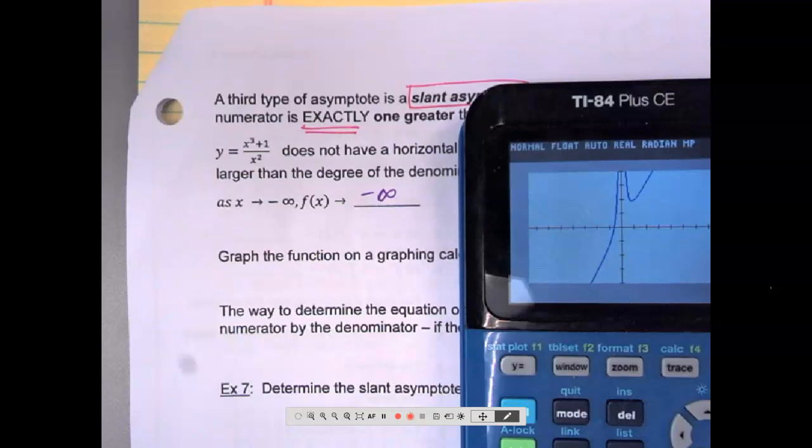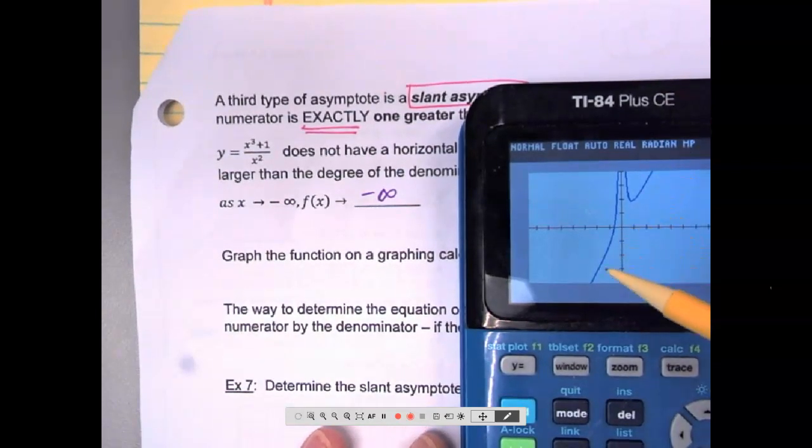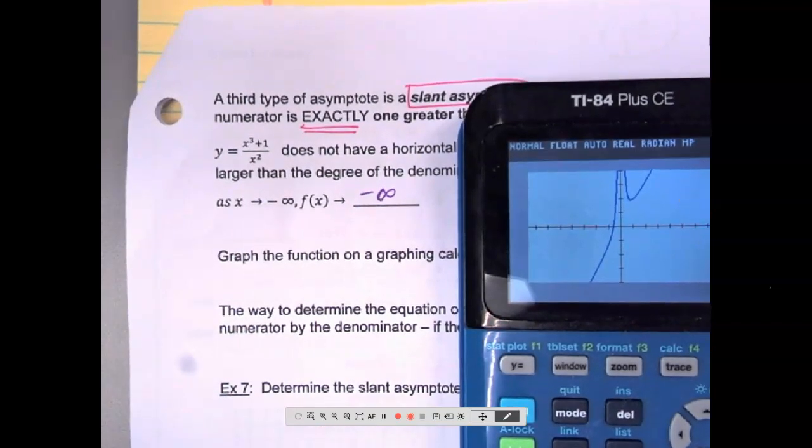That looks different, doesn't it? Do you see a vertical asymptote? Yeah, appears to be one at x equals 0. But also, can you see, and we're actually going to graph in a minute, so you'll definitely see it, but can you tell that there's a diagonal line that these both ends are approaching? Okay, there's our slant asymptote. So it has a vertical one and a slant one.